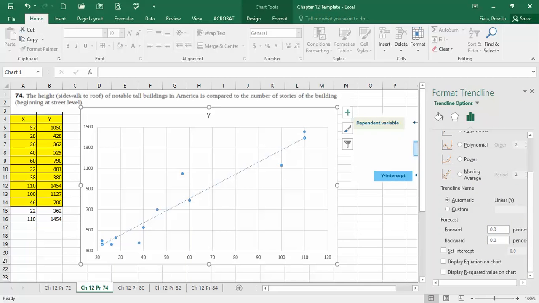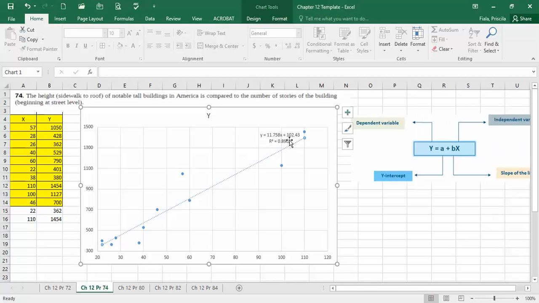regression. Now scroll down, and what you need from here is display your equation on the chart and display your r square value on the chart. You don't need a y-intercept. So you just need this tool. We can close it here. Here you go. Remember how we have calculated this before?